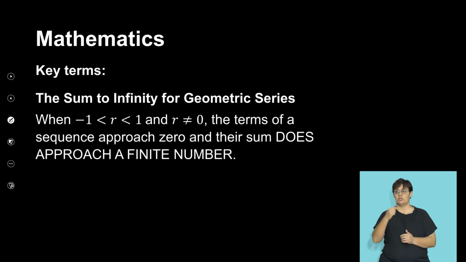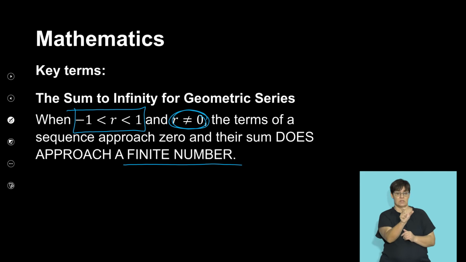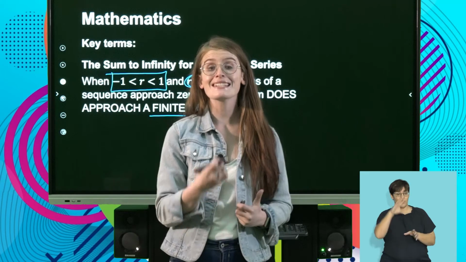So the next part of geometric series is the sum to infinity. The sum to infinity applies when my common ratio is between -1 and 1, and the ratio is not equal to 0. So essentially, it's when it is a proper fraction. When the ratio is between -1 and 1, the terms of the sequence approach 0, and their sum approaches a finite number.